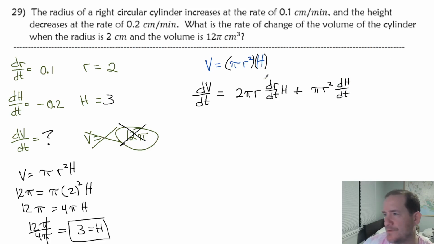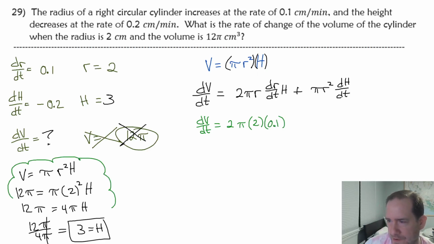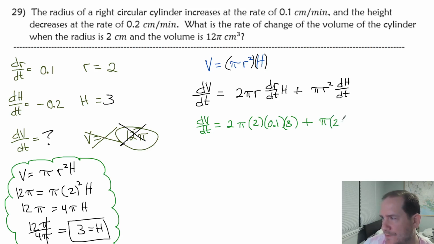So there's our big old equation, but we go ahead and just plug into it. dV/dt is what we're trying to solve for, so we'll leave that alone. Then we've got a 2 and a pi and an r, and we know the radius is 2. Then we've got dr/dt, which we were told is 0.1. Then we've got the height that we had to come over here and figure out on our own. So we solved this little mini problem to find that our height was 3. Then we're going to add to that a pi times our radius, which is still 2, squared. And then dh/dt was this negative rate of change, the negative 0.2. Yeah, I think that all looks fine.